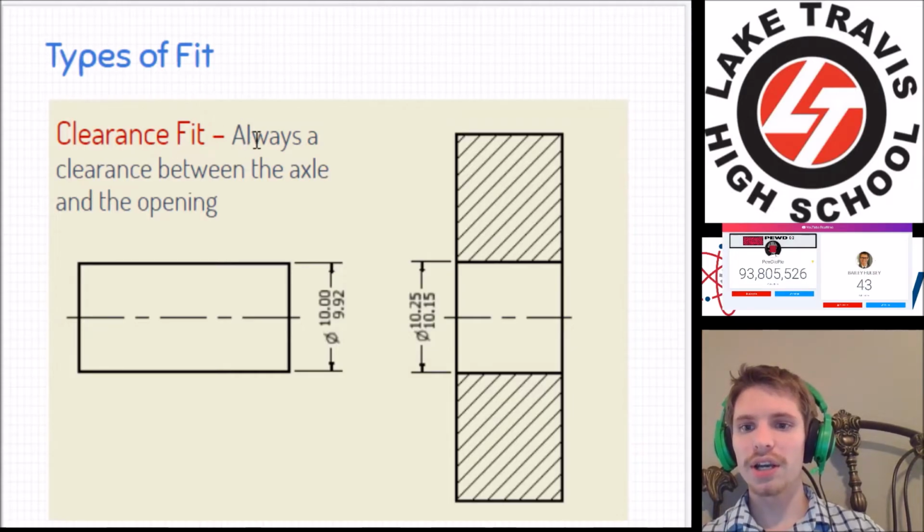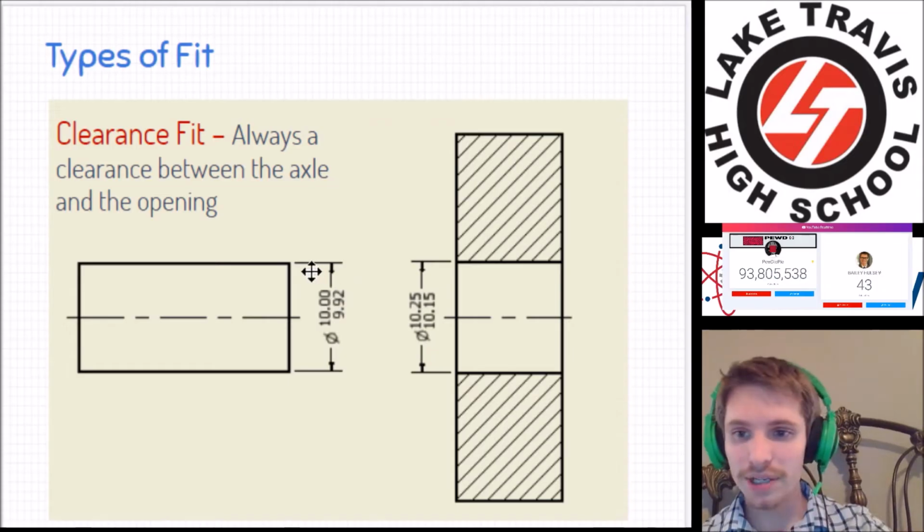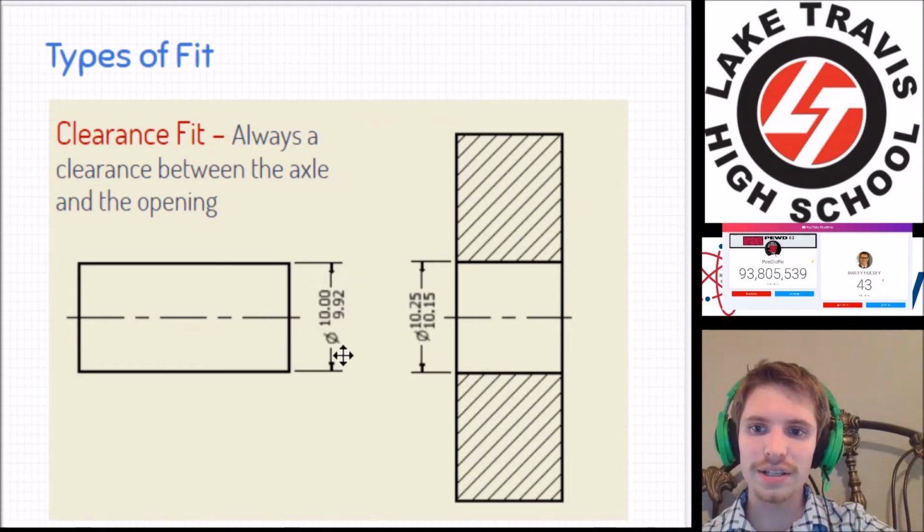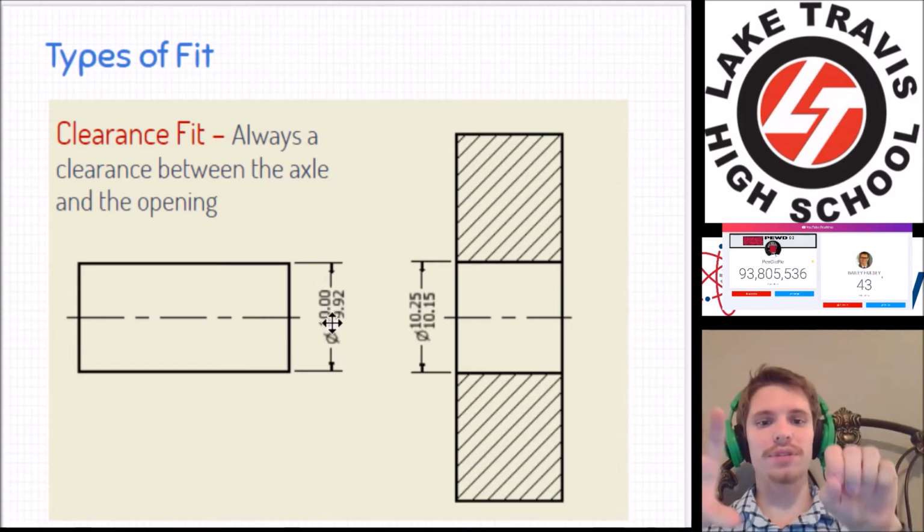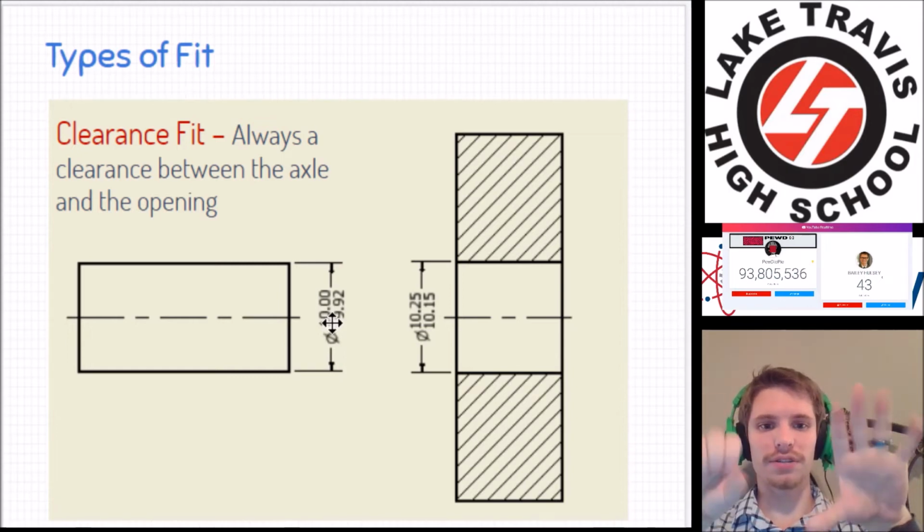Clearance is where there will always be a gap between the thing that's going in and the thing that's going into. In other words, axle and opening. There will always be a gap between those. And you can tell, because if I want the gap to go away, I'm going to make my, is that the right way for you?